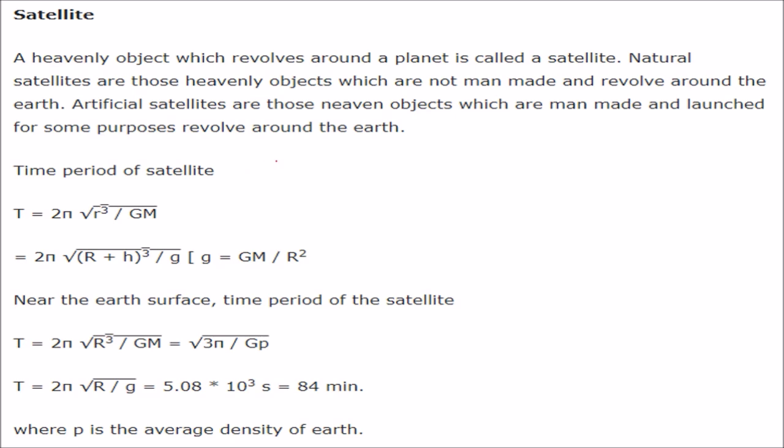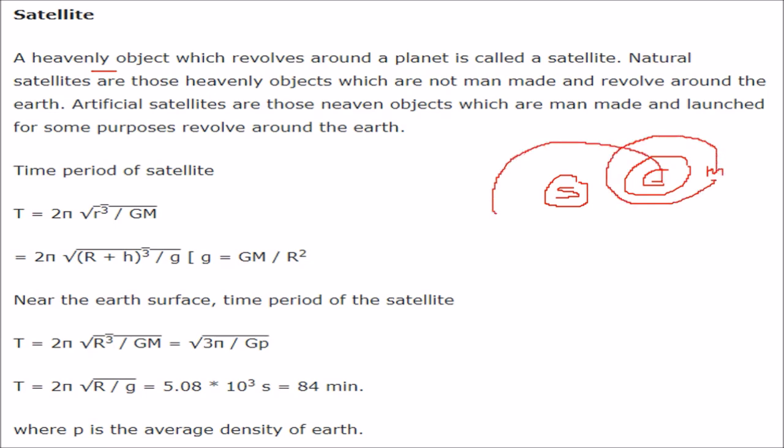Satellite. We have man-made satellites, and we have natural satellites. A heavenly object which is revolving around a planet is called a satellite. So if we have the Sun, we can say that Earth is a satellite of the Sun. Moon is a satellite of Earth because the Moon goes around Earth, and Earth goes around the Sun.